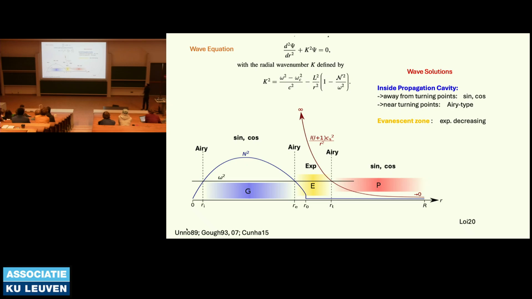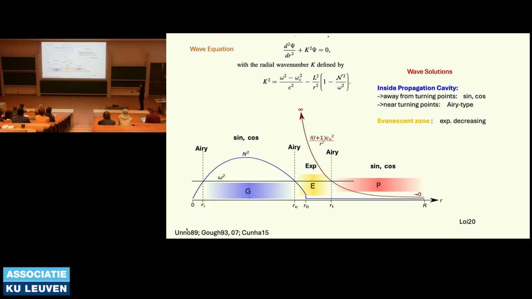So what if the glitch feature is large? People in asteroseismology usually solve this by connecting wave solutions in different cavities. Normally in the star, we have a G-mode cavity, which is essentially inside this Brunt-Vaisala frequency squared, and we have the P-mode cavity, with some evanescent zone between. The solutions inside the cavity, if away from the turning points, are essentially sines and cosines. If they are close to the turning points, like just here, they are essentially Airy functions, Airy type solutions.